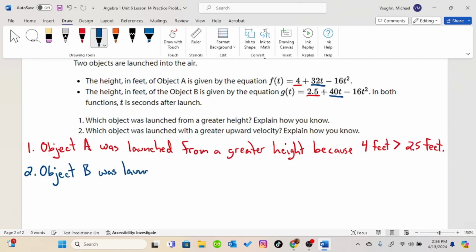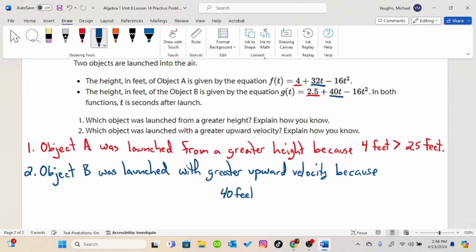was launched with greater upward velocity because 40 feet per second is greater than 32 feet per second.